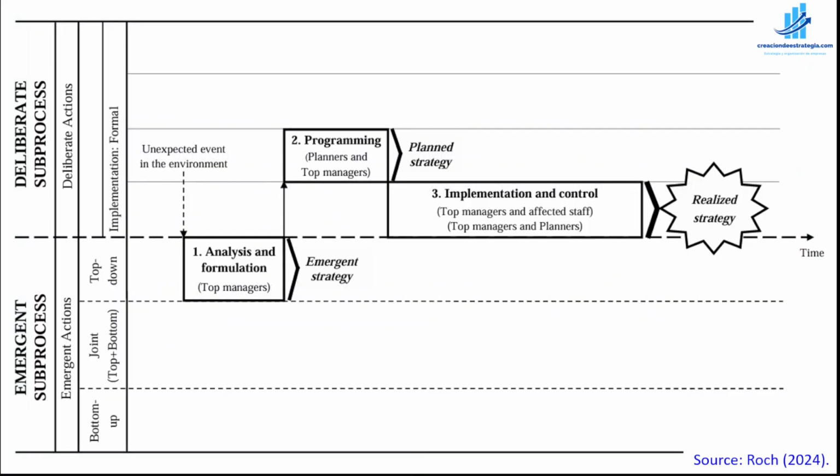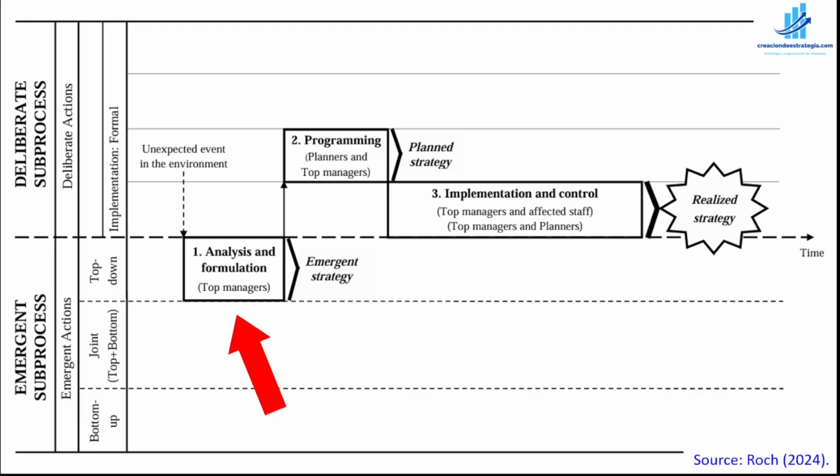In this figure, you can see an example of this strategic process, which is a process that is developed initially in an emergent way and later deliberately. This figure is made up of two quadrants. The upper quadrant represents the deliberate actions that are developed in a strategic process, and the lower quadrant represents the emergent actions that are developed in said process. In the example of this figure, everything begins with the emergence of an unexpected event in the environment, as indicated by the red arrow.